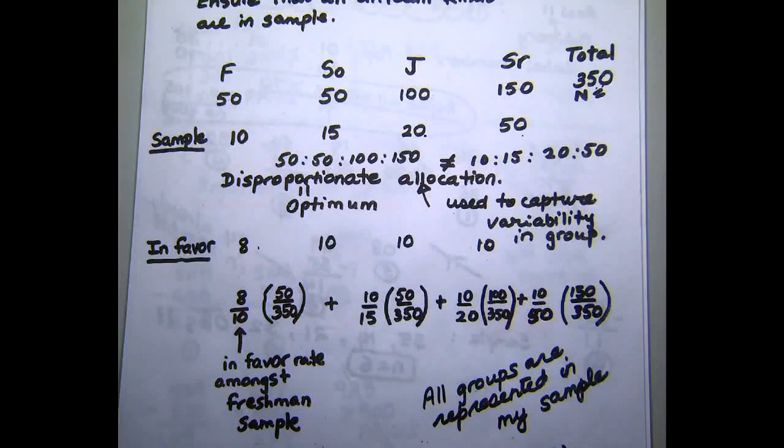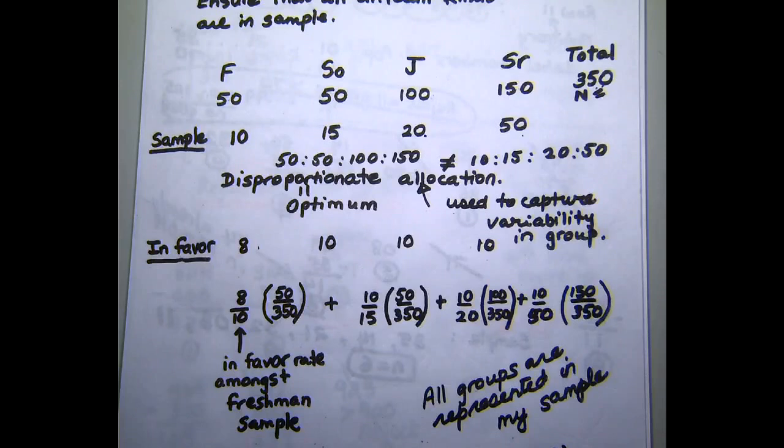You don't want to end up with no freshmen. You don't want to end up with no sophomores, or an all-male sample or an all-female sample. So in order to ensure that every group is represented, you pick a random sample from each group. You said all that.